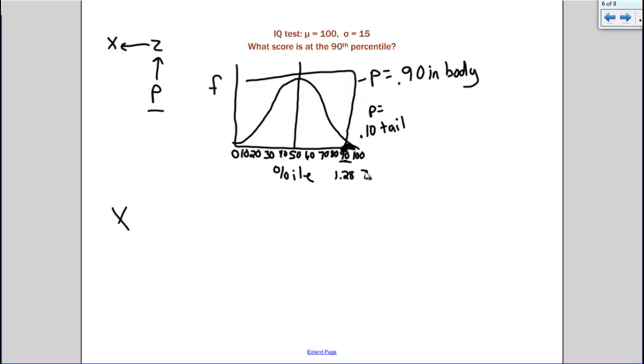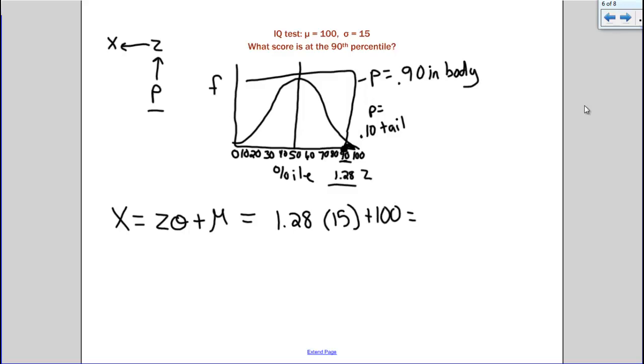Now I'm going to use z to calculate x using this formula right here, which can be derived from the z formula, but I'm just going to jump straight to the simple way to find x using z, standard deviation, and the mean. So we just plug in our values. We just found z of 1.28, so 1.28 times 15 plus 100. So 19.2 plus 100 is 119.2. That is the score.